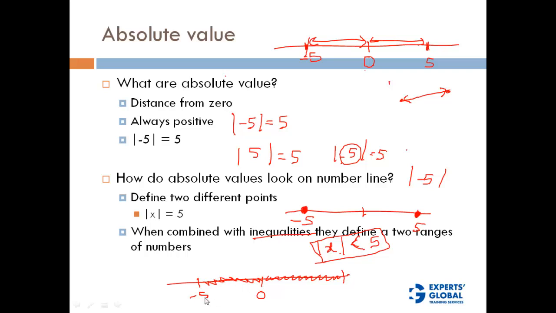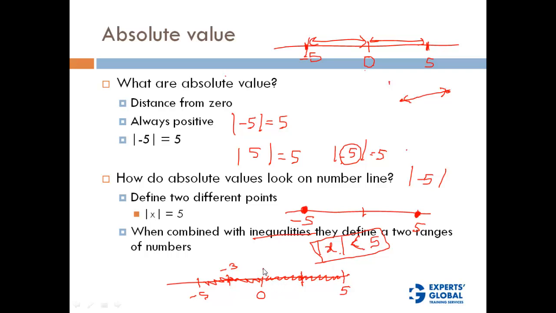So this is -5, this is 5, right? So let's say we take this value, x is equal to 2.5. Modulus of x is going to be 2.5. How far is this point from 0? It is 2.5 units away. So 2.5 is less than 5. So that means this point should be included in this inequality. Let's say we take a point -3. What is the absolute value of -3? It is 3, and 3 is less than 5. So that point will also be included in this inequality.